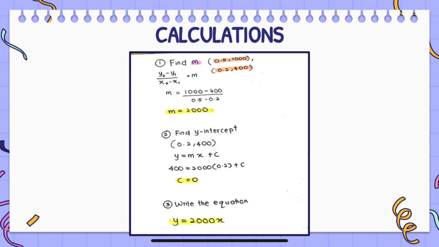For instance, we can see that our graph starts at 0. That is why our c, or y-intercept, is 0. With all of the information that we got, we can write our own equation of the straight line by substituting all the values that we got. Our general linear equation is y equals mx plus c. So, in this case, our m is 2000 and our c is 0. With all of those values, we can get our equation as y equals 2000x.